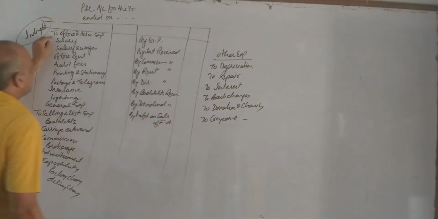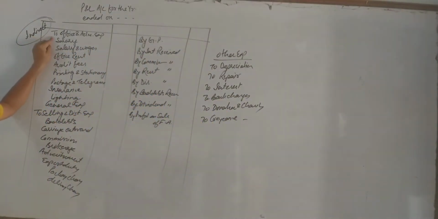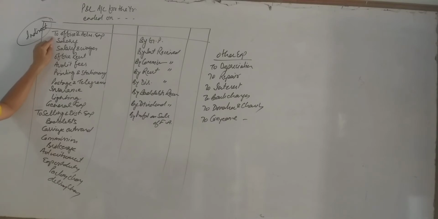Like we have office and administrative expenses. In office we have so much clerical staff where accounting work is done. Then salary and wages, office rent, audit fees. Audit fees means when a CA comes to our business to check our accounts.